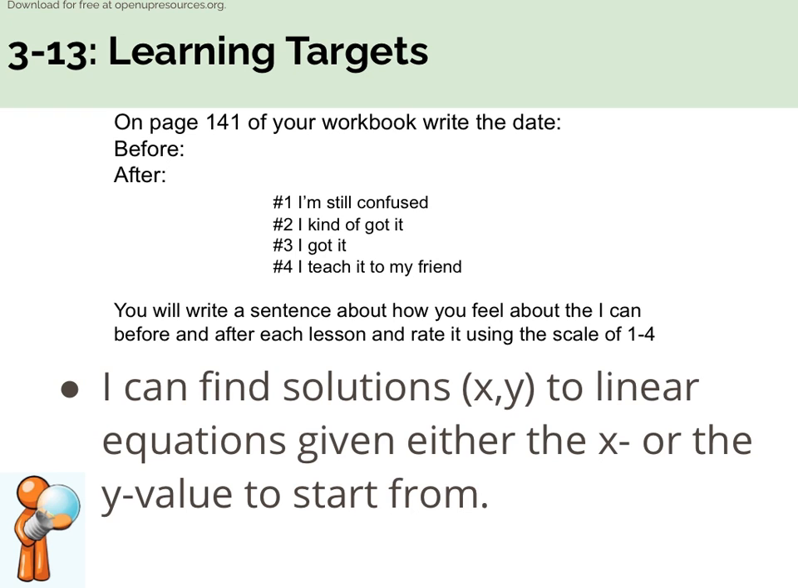Give yourself a number, 1 through 4. 1, I'm still confused. 2, I kind of got it. 3, I did get it. And then 4, I can teach it to my friend. This is for lesson 13. Make sure you do both the Canvas assignment, right, and also the practice problems in Canvas.